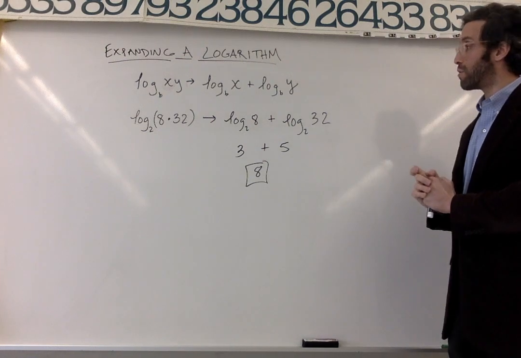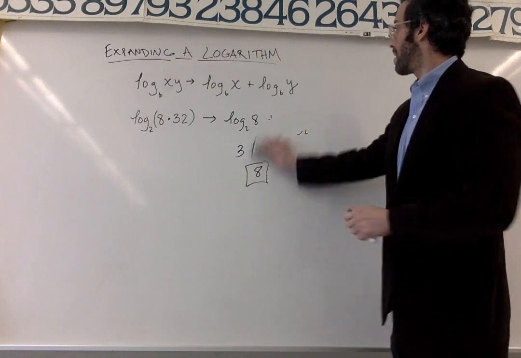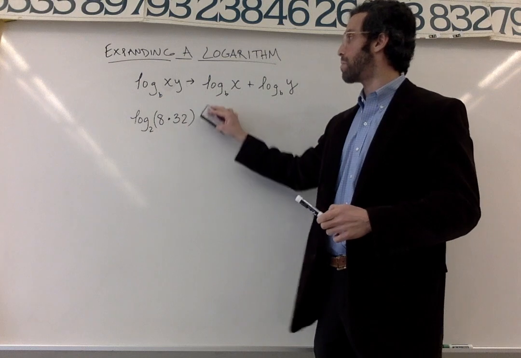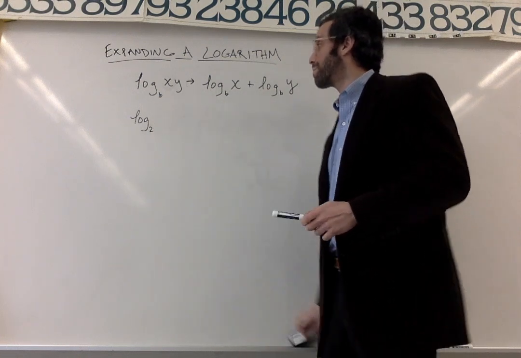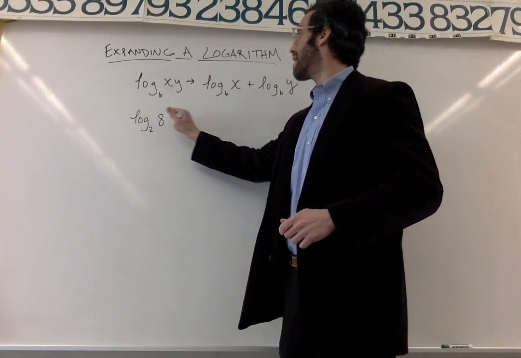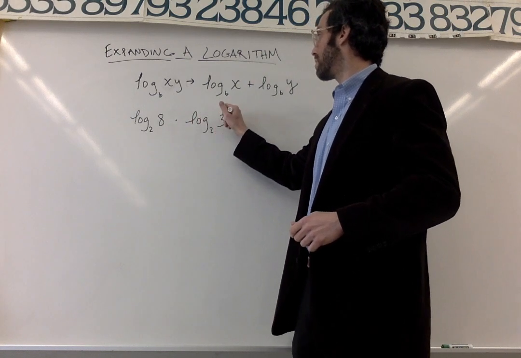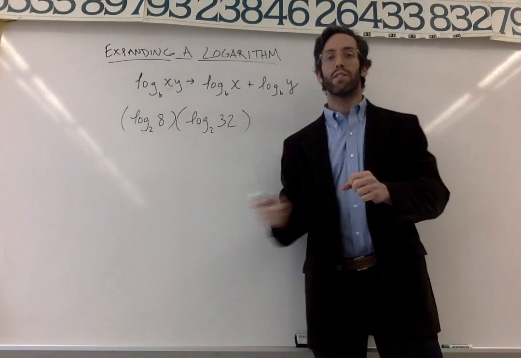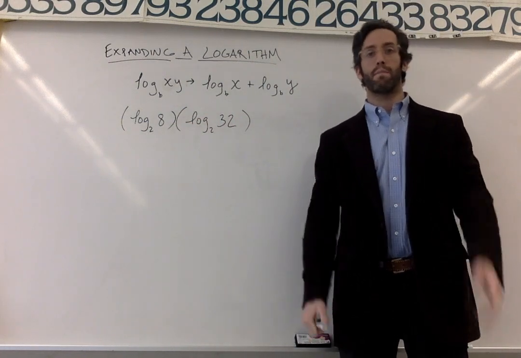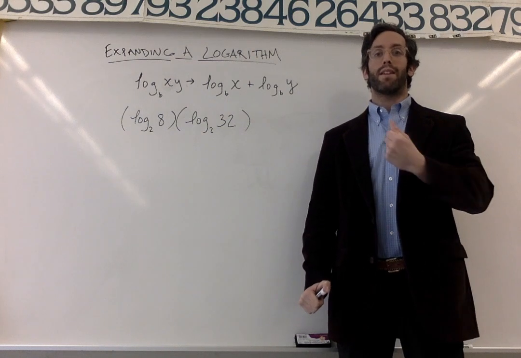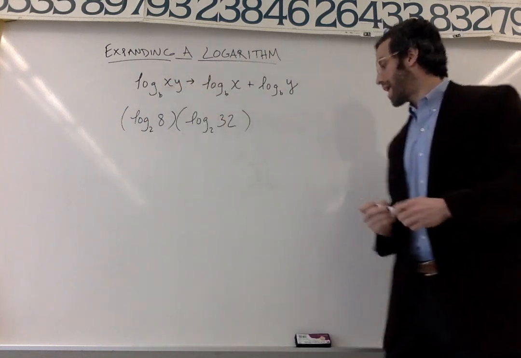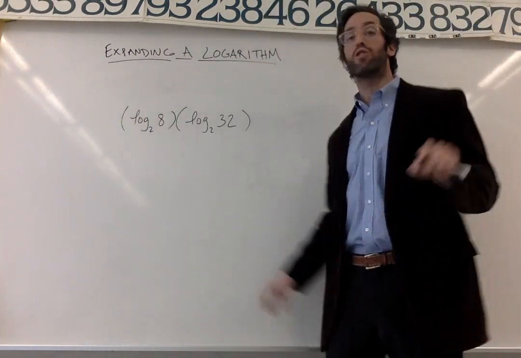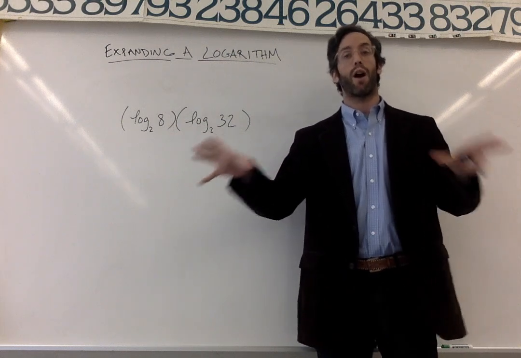Now, this is not to be confused with if the problem was written as a product itself. So if it wasn't log of 8 times 32, if it was log base 2 of 8 times log base 2 of 32, maybe they were in parentheses, who knows, doesn't really make a difference. This is where folks kind of get a little messed up. We are not in this situation anymore. We can't apply this rule because it's not the argument itself that's being multiplied. It's just two separate logarithms that are being multiplied. I hope you guys see the difference.